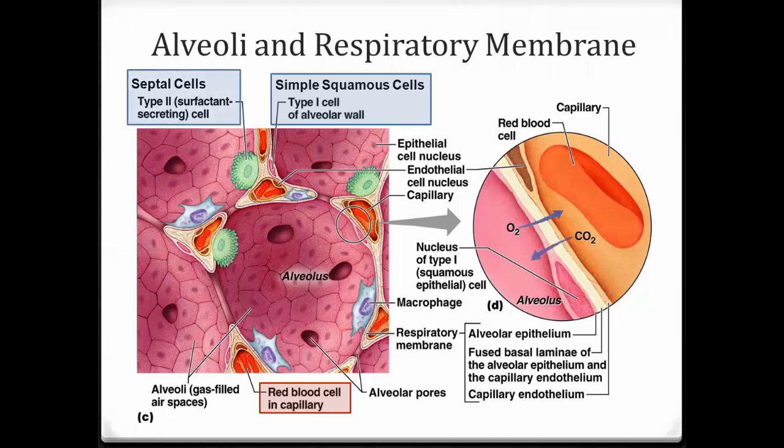The other type of cell that we find in the alveoli is called a septal cell. The septal cells are in charge of secreting surfactant. We'll get back to what surfactant's used for later. Scattered around the alveoli are going to be macrophages. As I mentioned, since we don't have the cilia and mucus producing cells anymore, we need macrophages to help clean up any debris that happens to be there.